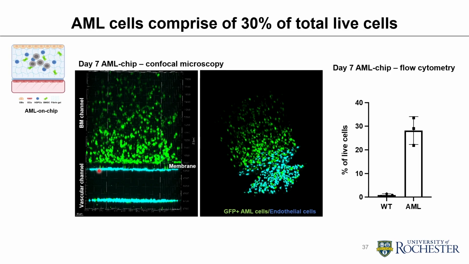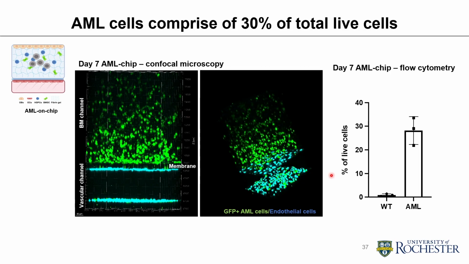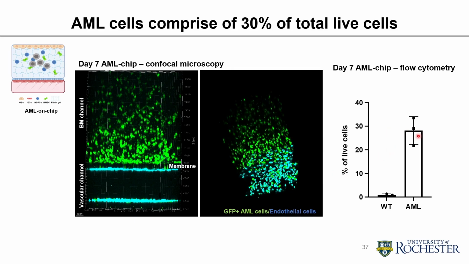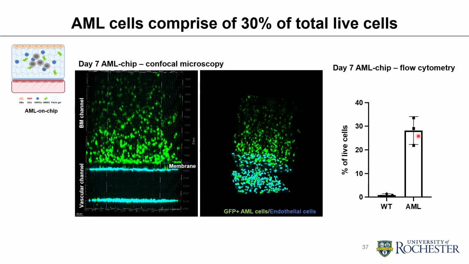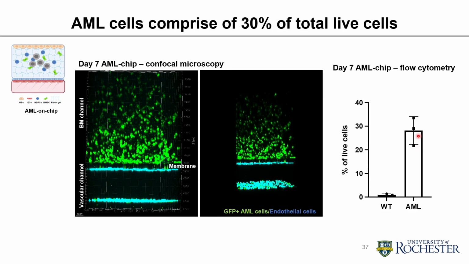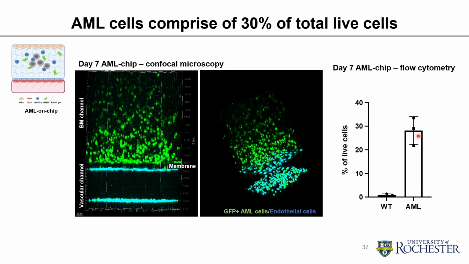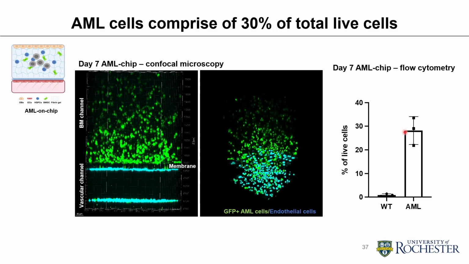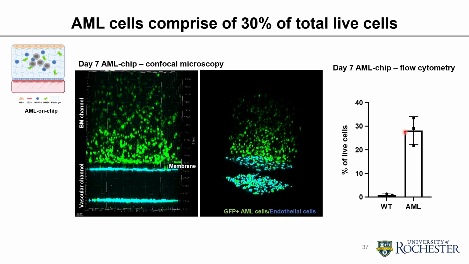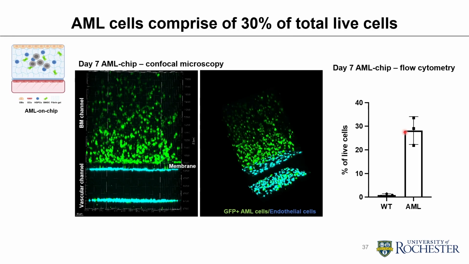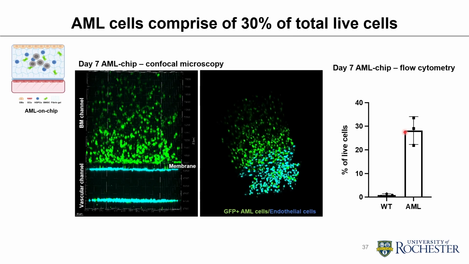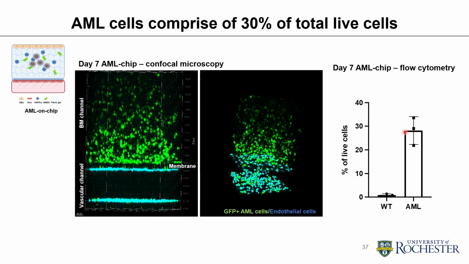We looked at flow cytometry first to look at the population of these AML cells, and we can see that they're at about 30% compared to our wild-type chip, where there are no AML cells. And this is important because in advanced stages of AML, in patients and in mouse, you see about 30% AML cells in the bone marrow.